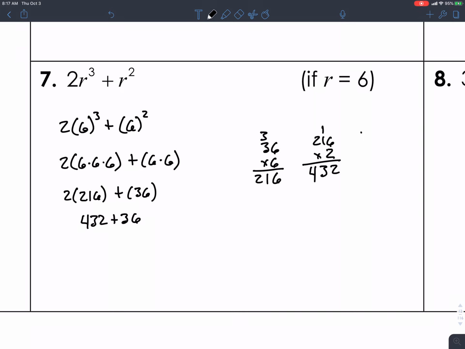So now let's add that. 432 plus 36. 6 plus 2 is 8. 3 plus 3 is 6. So we get 468. That wasn't that difficult. Just a lot of multiplying, a little bit of adding. Okay. Let's look at the next one.